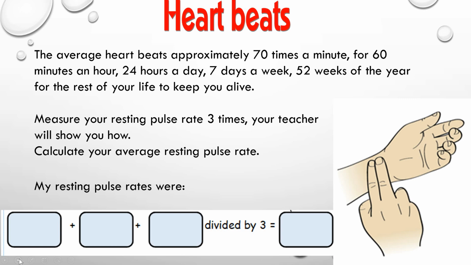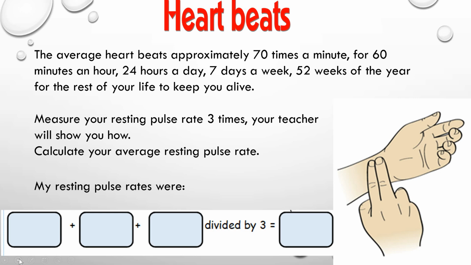To do this, take 2 fingers and rest them gently on your wrist. You are trying to feel for the push of blood through your blood vessels. Do not use your thumb to measure your pulse rate, okay, because there is a slight pulse in your thumb. If you struggle to find your pulse in your wrist, then you can find it in your neck. The easiest way to do it is again take 2 fingers, not your thumb.